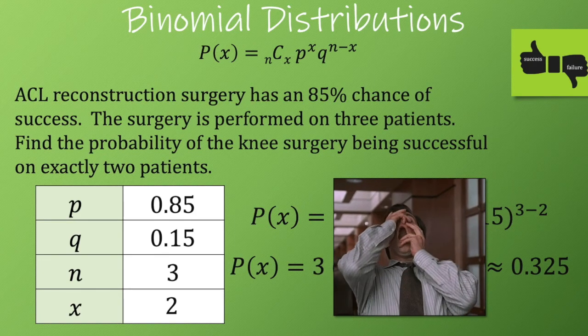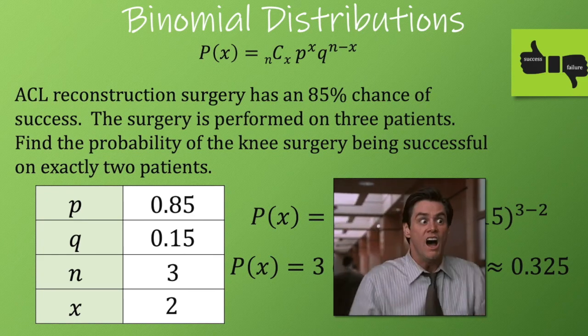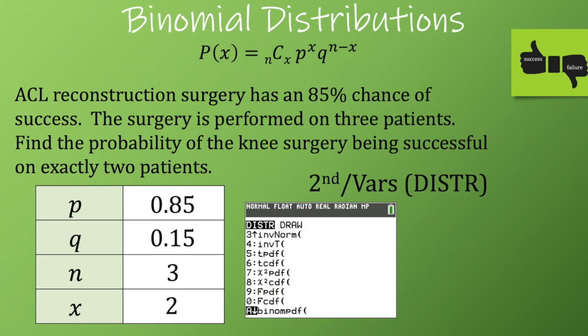It still seems a little bit overwhelming. I understand that. So here's what you do: you pull out your nifty graphing calculator, and your graphing calculator will do it all for you. You hit second vars, which takes you into the distribution part of your calculator, and it brings up this menu, and you're going to scroll down until you find Binomial PDF, and you want to hit that.